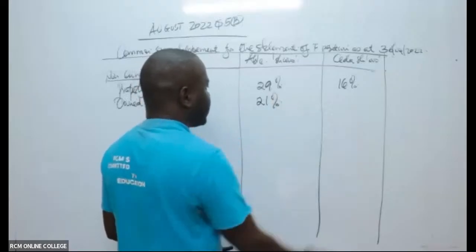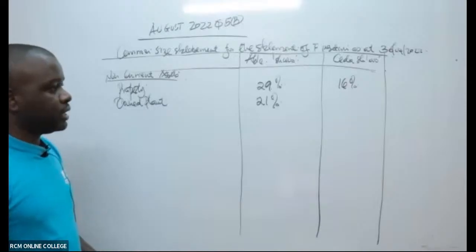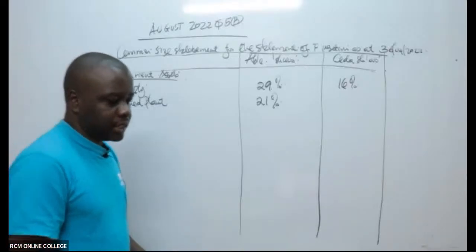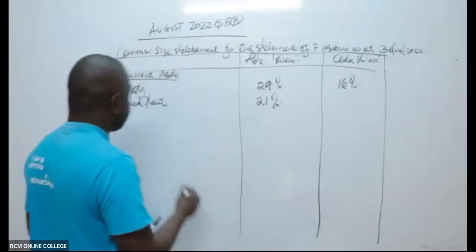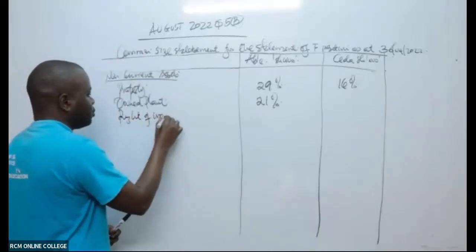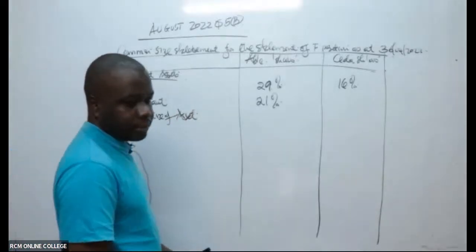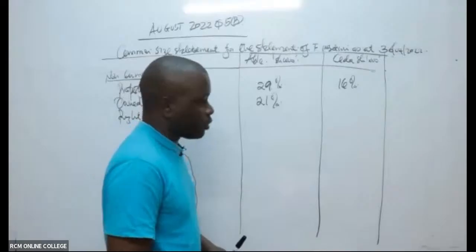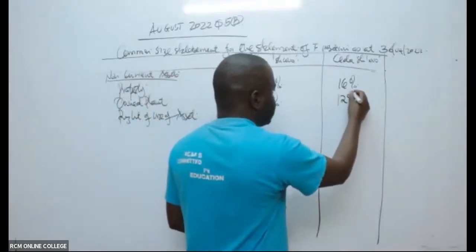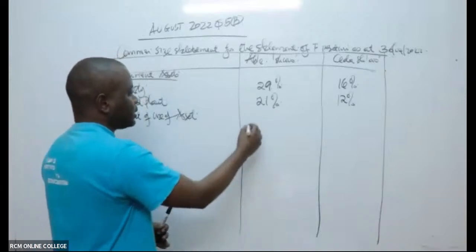What about the other side of SEDA for the owned plant? So the next item is right of use of assets. I can see you're saying 12.1%, so you can do 12%. What about the right of use of asset for the other side?